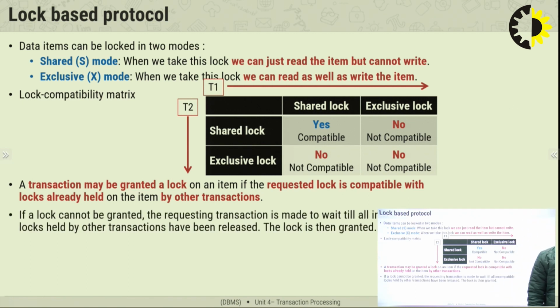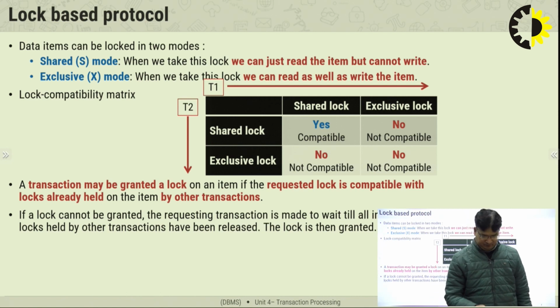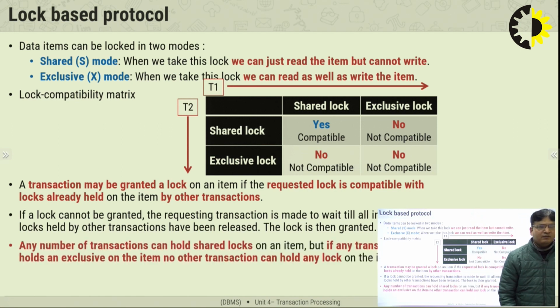If the lock cannot be granted, then the requesting transaction is made to wait till all the incompatible locks held by other transactions have been released. If a request has been made for an exclusive lock, and that data item is not free, it is held in an incompatible mode, then the other transaction has to wait till the lock has been released. Any number of transactions can hold a shared lock on any data item, but if a transaction has an exclusive lock on the data item, no other transaction can hold any lock on that data item.